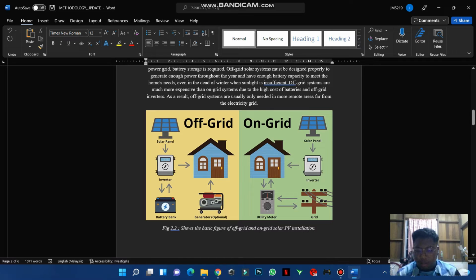For an on-grid solar PV installation, we have the solar panel, inverter, utility meter, and grid. While for off-grid, we have the solar panel, inverter, battery bank, and the most important thing that we need to have in an off-grid solar PV installation is the battery bank.